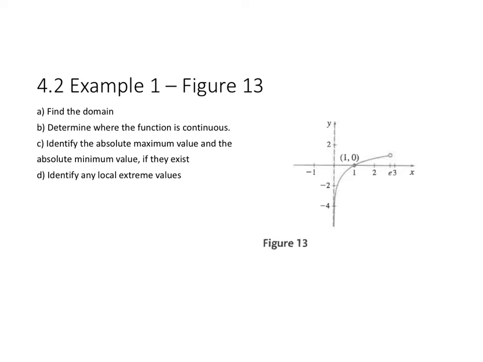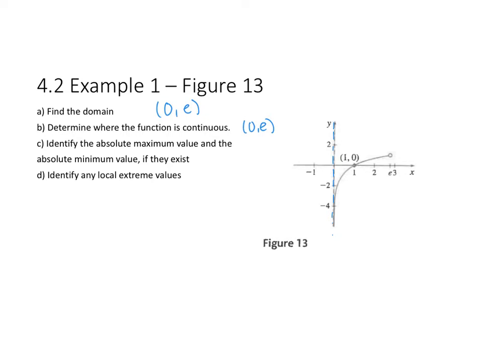So take a few minutes, pause the video, and try to do the domain, where it is continuous, the absolute values, and the local extrema. So my domain for this, again, you can see an asymptote here at x equals 0. So we're going to have an open 0. And it looks like we also go to e, and we have an open e. E is a value, just like pi has a value. The e is about 2.7, so that's why it's close to 3. And again, we're continuous on this entire domain.